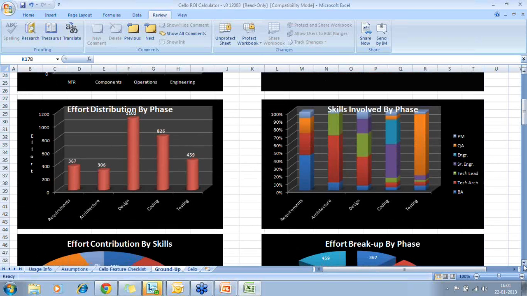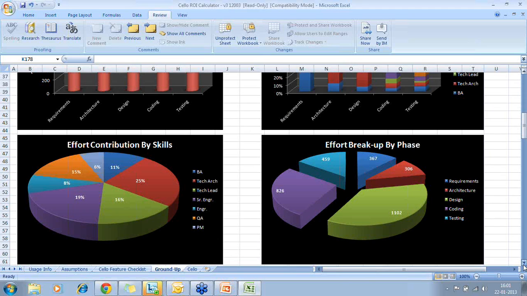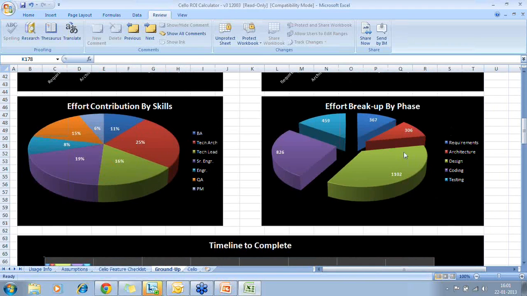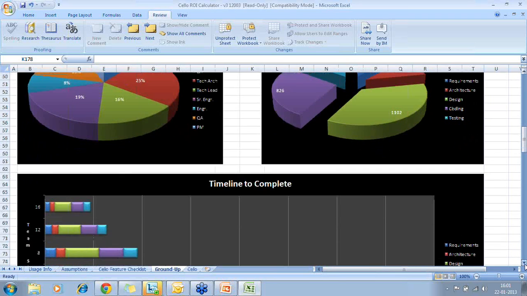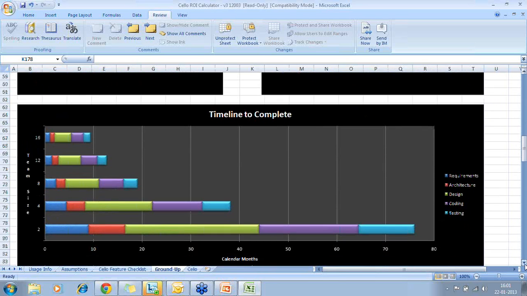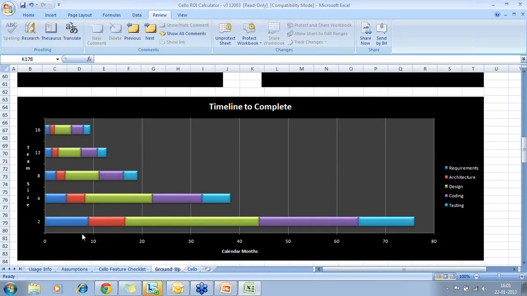We saw this earlier. Similarly, by skills and effort breakup by phase. So which phase, how much are you going to keep spending? And then, interestingly, a timeline to complete. So if you want to build everything by yourself, assuming you put a 2-people team, it's going to take you almost 75 months, right? Whereas if you put a 16-people team, you may probably have to spend 9 calendar months to finish building this framework.